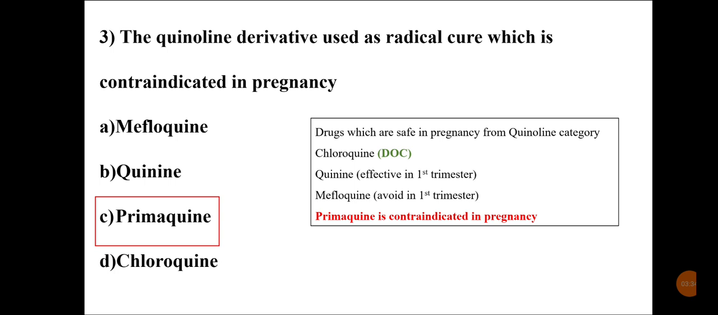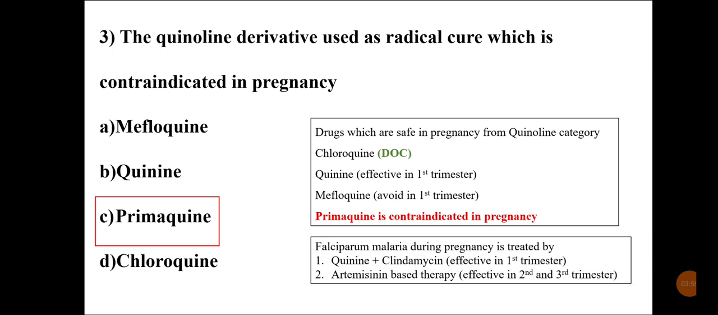Here are the drugs from the quinoline category and their safety. Chloroquine is the drug of choice in pregnancy. Quinine is also effective in the first trimester. Mefloquine should be avoided in the first trimester. And finally primaquine is contraindicated in pregnancy. That is very, very important.